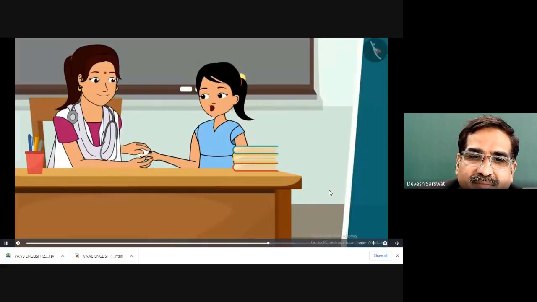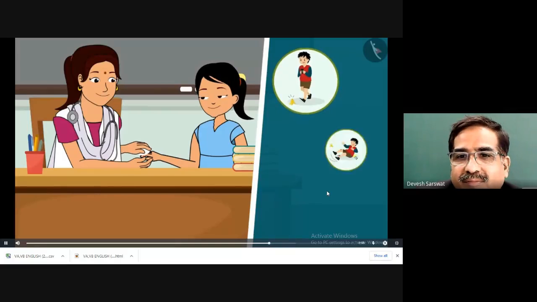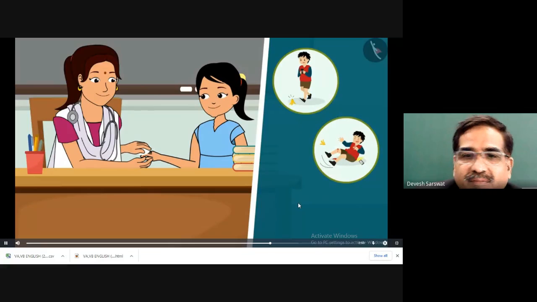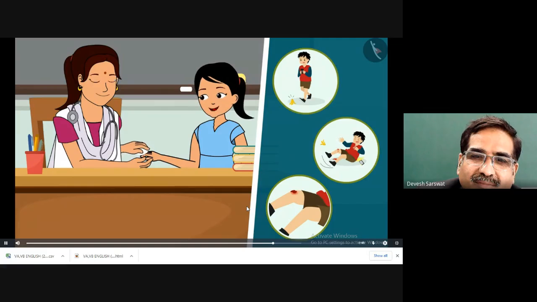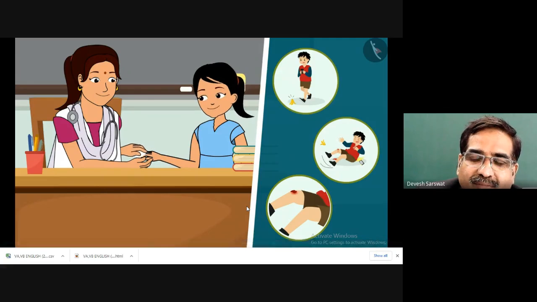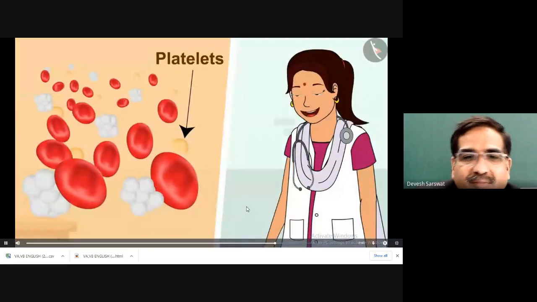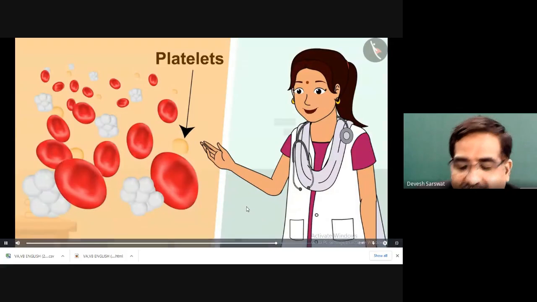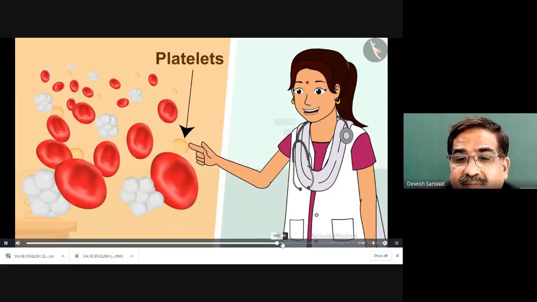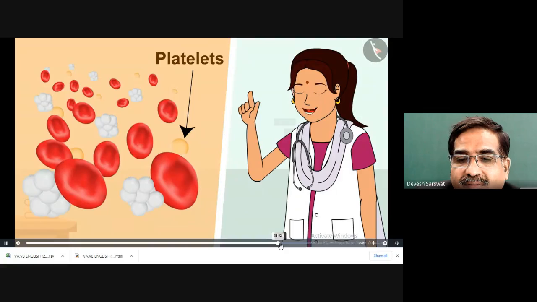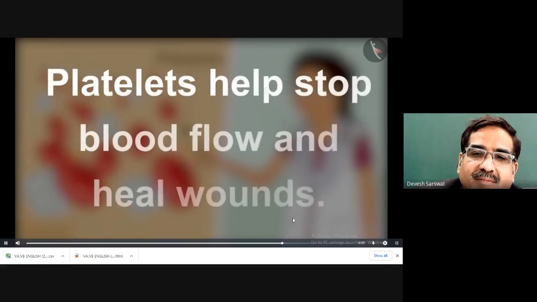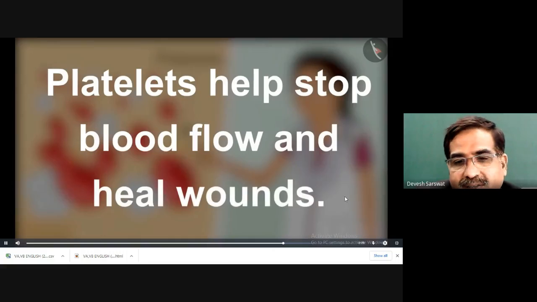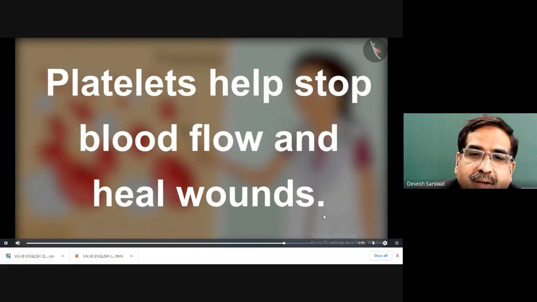Didi, when we fall or get hurt, our blood starts oozing out. But after a while, it stops, and there is a formation of a clot there. Why does this happen? There is another type of cell present in the blood known as platelets. The clot is formed because of their presence. Platelets heal wounds and stop blood flow.